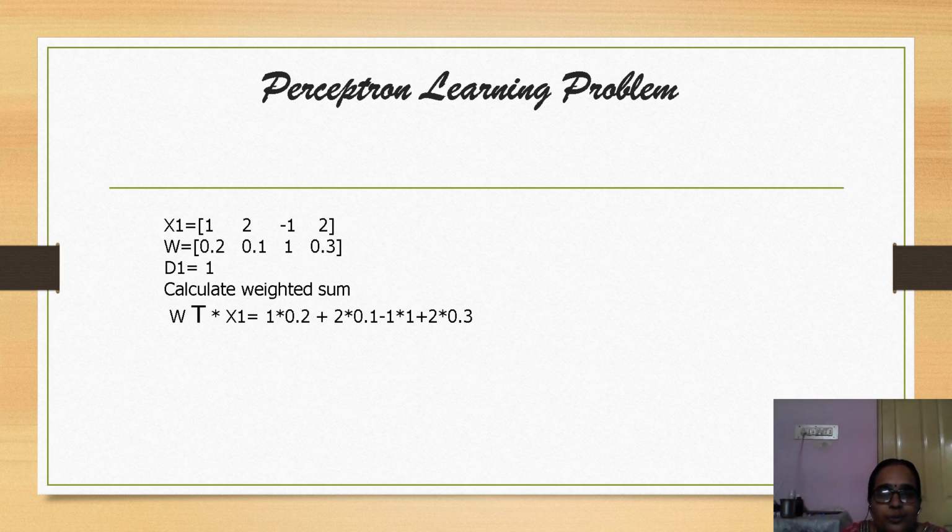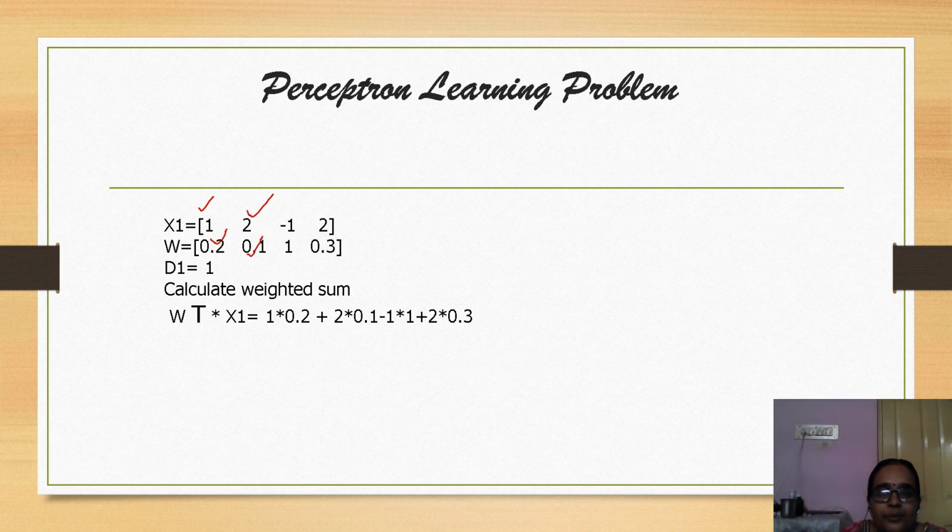So our desired value is 1. So first step is we have to calculate the weighted sum. How to calculate the weighted sum? The input value multiplied with the weight value. So 1 into 0.2, the first input multiplied with 0.2, plus the second input multiplied with the second weight 0.2.